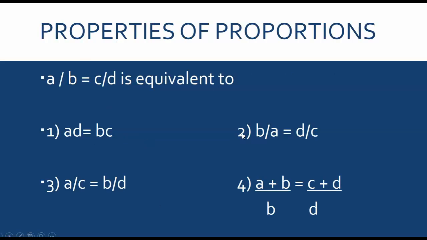Properties of proportions. A over B equals C over D is equivalent to A times D equals B times C. It's equivalent to the flipping of those fractions, B over A equals D over C. You can flip-flop the numerators, so it's A over C equals B over D. And you can cross-multiply and get common denominator type ideas. So those are all equivalent to the given, and we're going to be able to utilize that to help us.